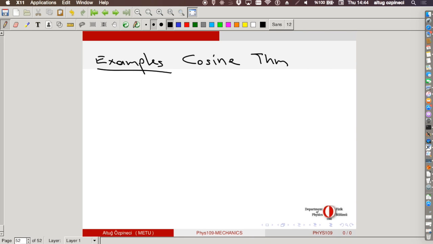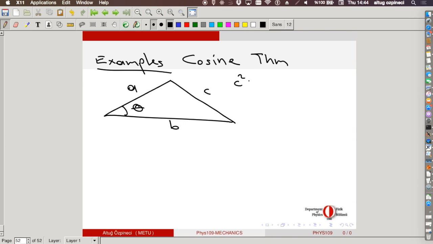Now, this theorem is basically about the sides of triangles. So let's say you have a triangle. This is A, this is B, this is C. Let's say this is the angle theta. Then the cosine theorem tells you that C squared is equal to A squared plus B squared plus or minus 2AB cosine theta. It should be minus: minus 2AB cosine theta. So let's derive it using vectors.